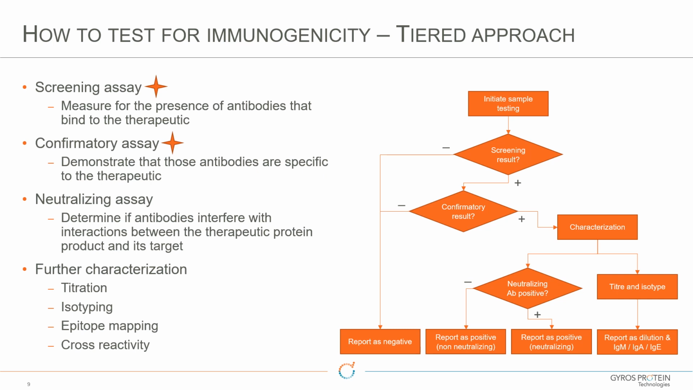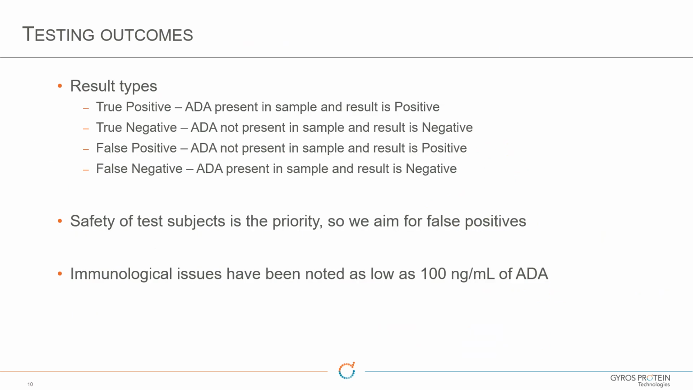So when it comes to the testing outcomes, we can have a true positive, which is where the ADA is present in a sample and results in a positive. We can have a true negative, which means there's no ADA present in the sample. We can have a false positive, which, as I mentioned in the screening assay, we're designing the assay to give at least 5 to 10% false positives, which is a good thing. What we're trying to avoid is a false negative, where we're not able to measure the ADA.